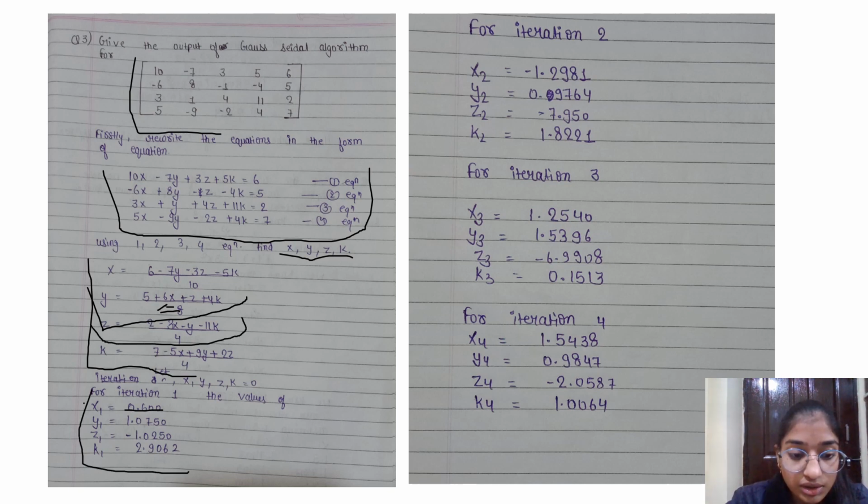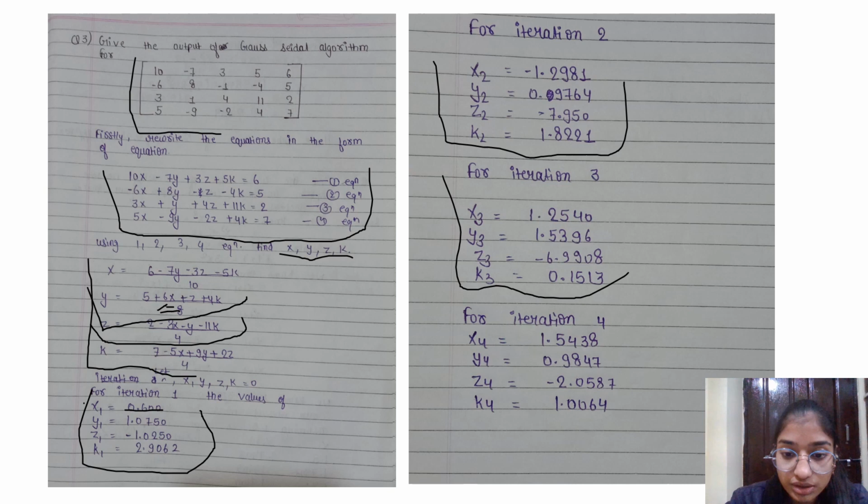We will find all the values for the first iteration, and in a similar manner for the second, third and fourth iterations. When we get two values the same, or a difference less than the precision value, we stop our iteration, and we get our values of x, y, z and k in the fourth iteration. So this is our Gauss-Seidel algorithm, where we use updated values of x, y, z, and k for finding the next value, not the previous value as in the Jacobi method.